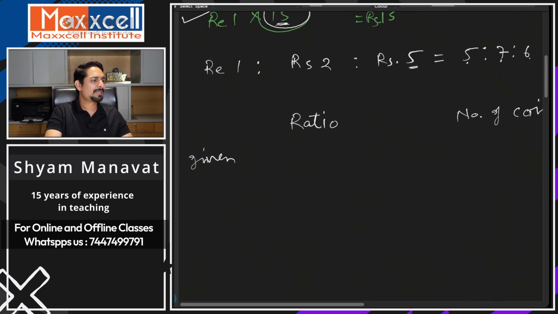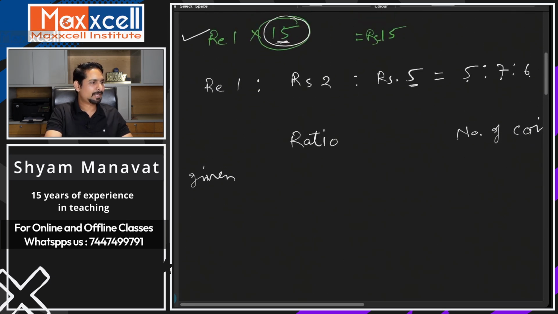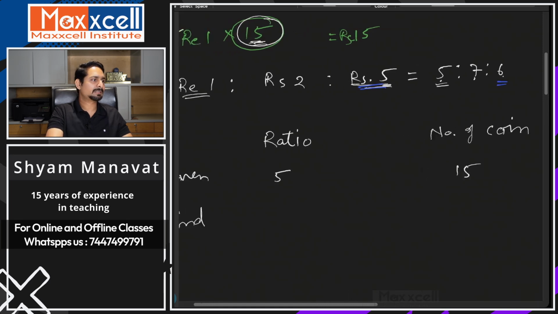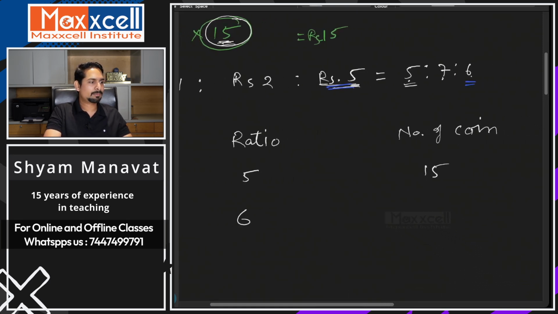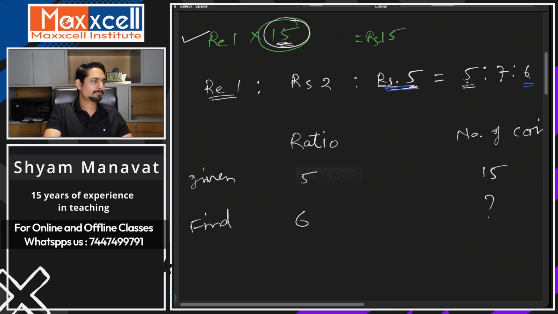Okay. So for now, given to us, for rupee 1 the ratio part is 5, and the number of coins for rupee 1 we got is 15. What do we need to find? Let us find for rupee 5, where the ratio part is 6, and the number of coins we need to find out. Chain rule, how do we find out?